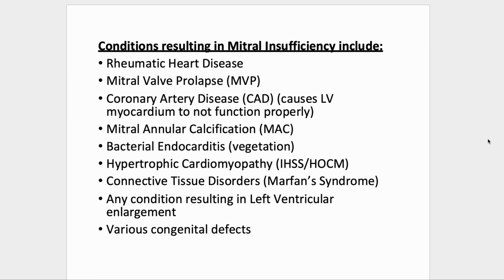Conditions that can result in MR, meaning mitral regurg, include all of these. Okay, you can read through it yourself. The biggest one is rheumatic heart disease, most common. You have MVP, which is mitral valve prolapse, we'll talk about. Coronary artery disease, calcification of the mitral annulus, endocarditis, HCM, which is hypertrophic cardiomyopathy. Think thick walls, right? Connective tissue diseases and disorders, and any condition that results in the LV dilating.